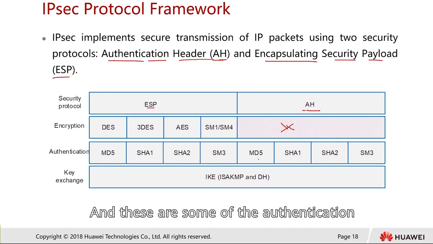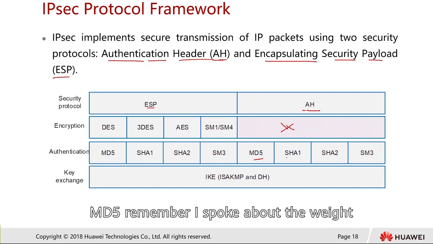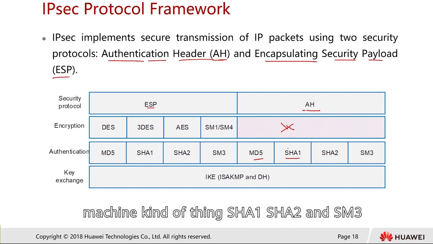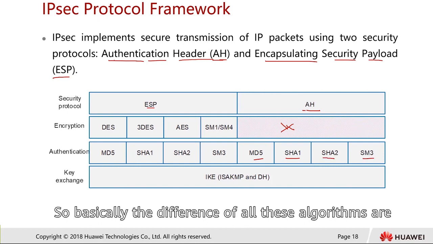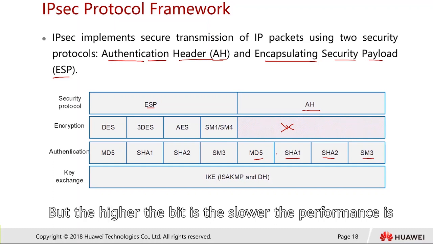These are some of the authentication algorithms that we spoke about earlier. You remember MD5, SHA, SHA2, and SM3. Basically, the difference between all these algorithms is the number of bits they use. Of course, the higher the better, but the higher the bits, the slower the performance.